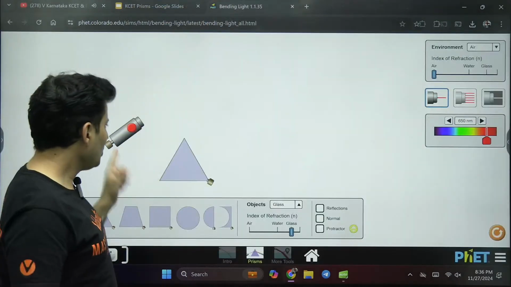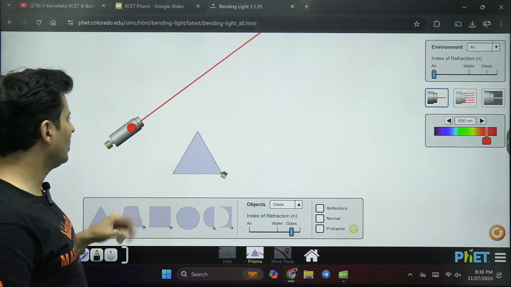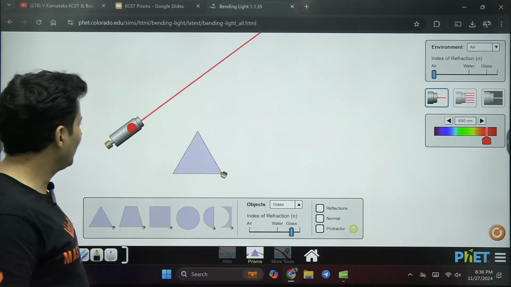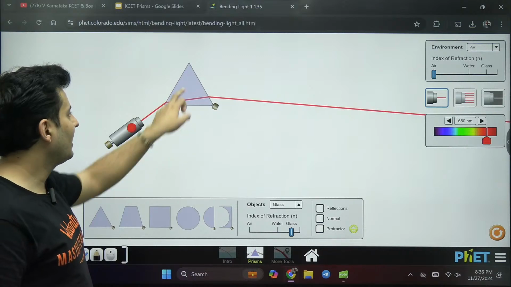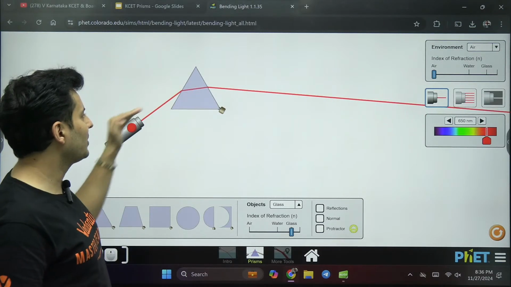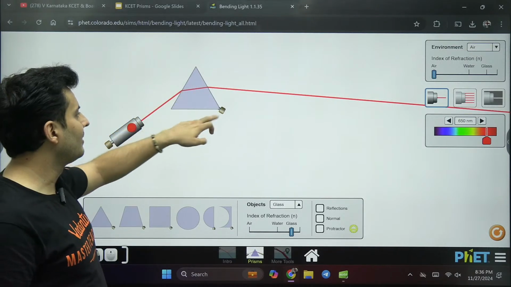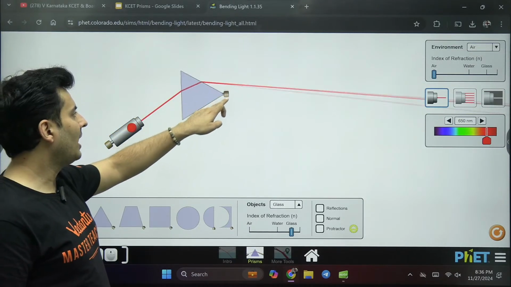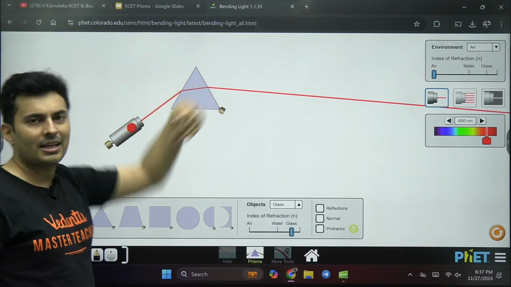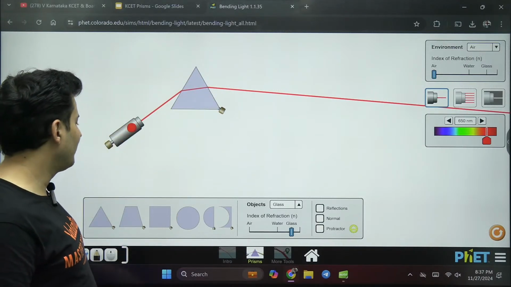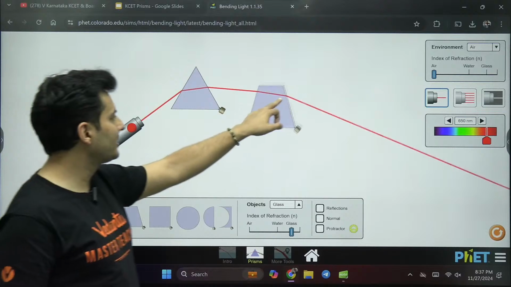Okay. So as you can see over here, this is a torch. I can turn on the torch and the light is going straight. If I put a prism in its path, you can see it is bending the light. The light is getting refracted here and here two times. I can change the angle of the prism, and you can see it will deviate, it will bend by different amounts. I can also use this as a prism.